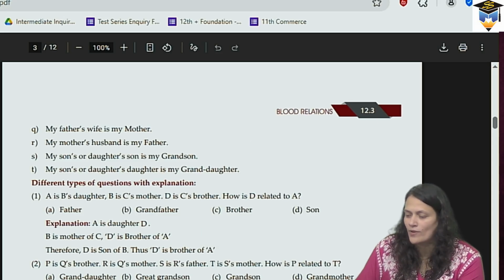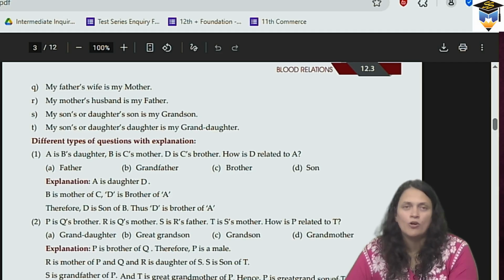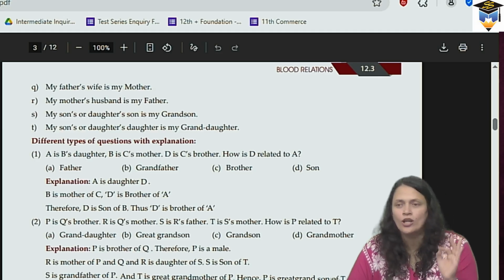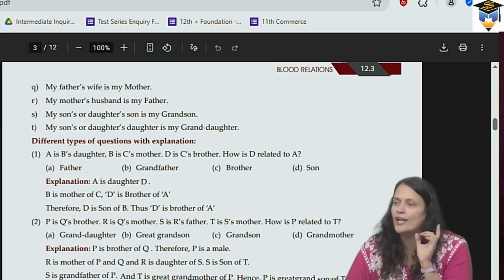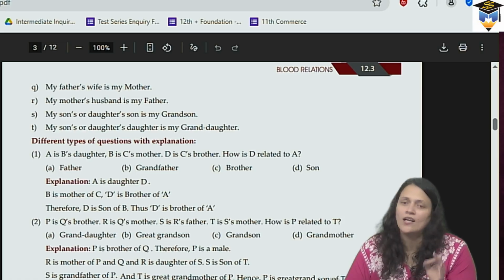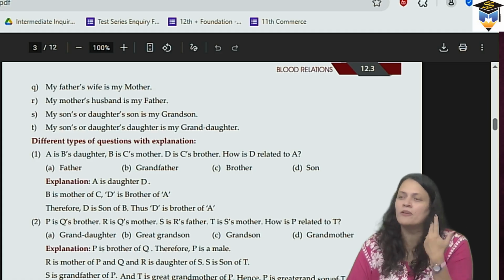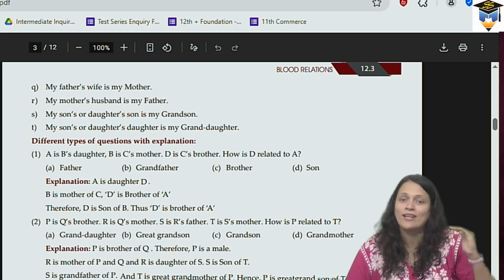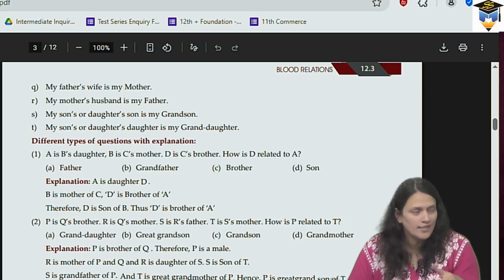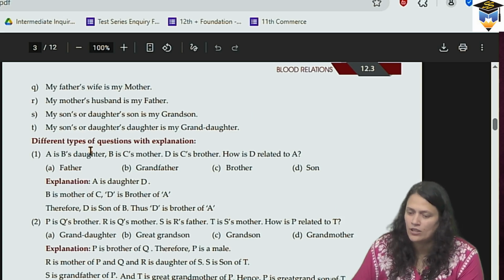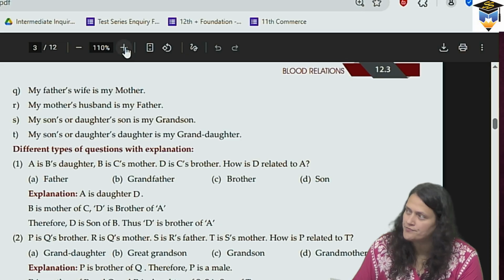Now this is the first question. Always remember, while solving these types of questions, always refer to these rules and draw a diagram. You will get a correct answer. Right now initially the questions will be very simple, but when they start becoming complex, this family tree is going to help you. So draw a diagram, compulsory. First step.